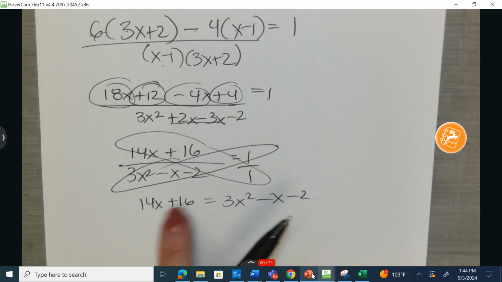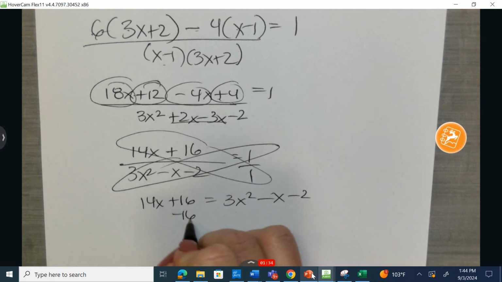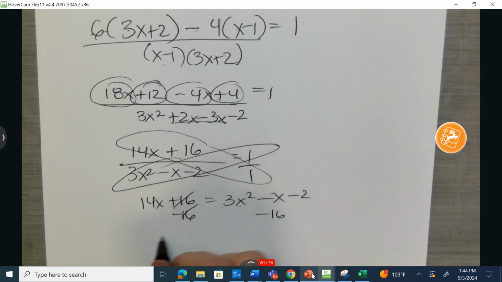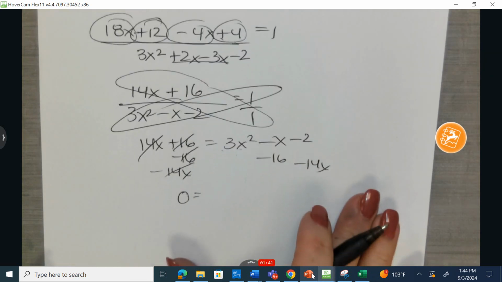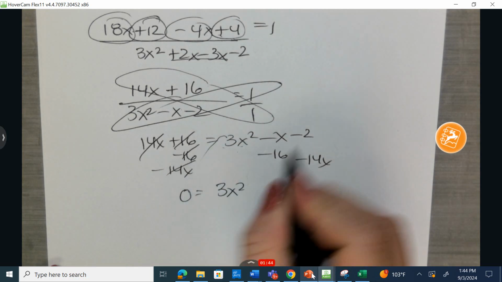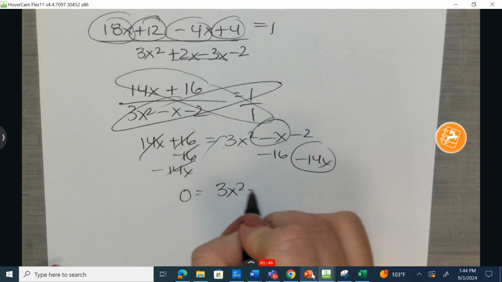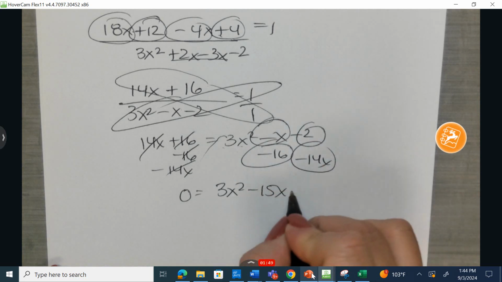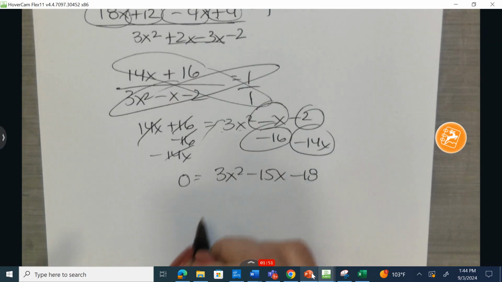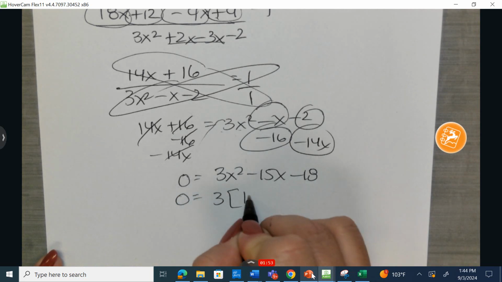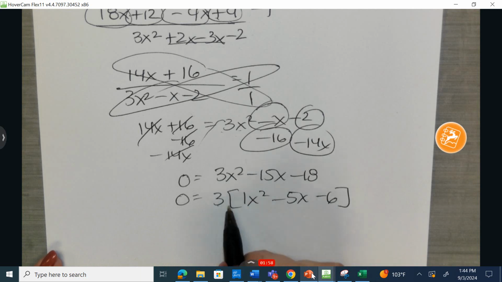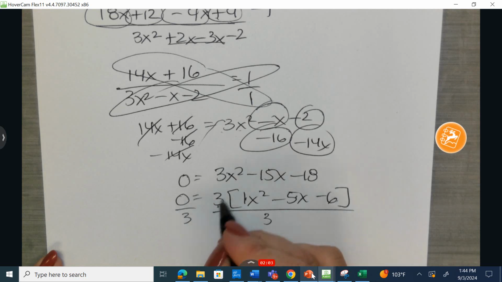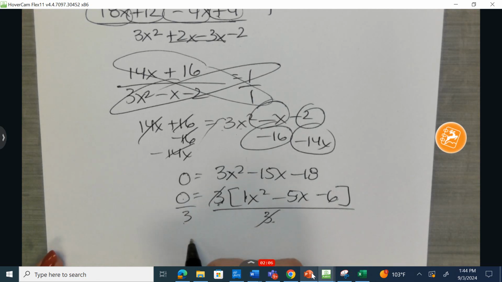Now I'm going to move these two terms to the right-hand side, and the reason for that is I want to keep the leading coefficient positive. I have nothing left on the right-hand side. 3x squared minus 15x minus 18. All three terms are divisible by 3, and I think that we can make this much easier if we divide them by 3. So factoring out a 3 from 3, 15, 18, divide by that 3 out front. 3 divided by 3 is 1, and 0 divided by anything is 0.